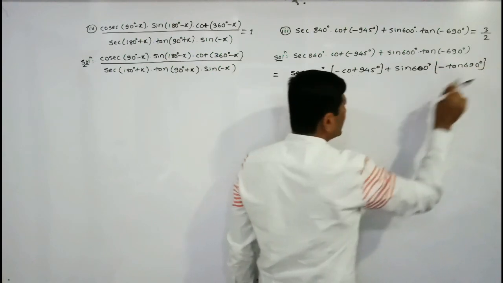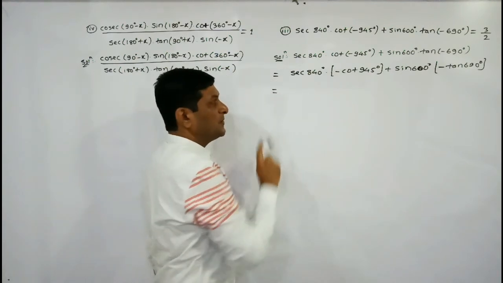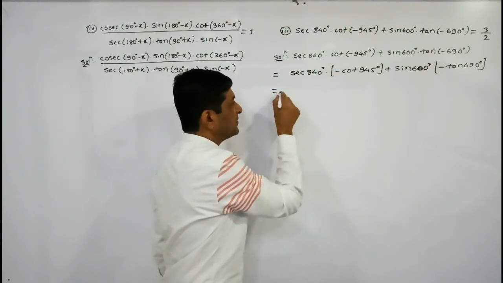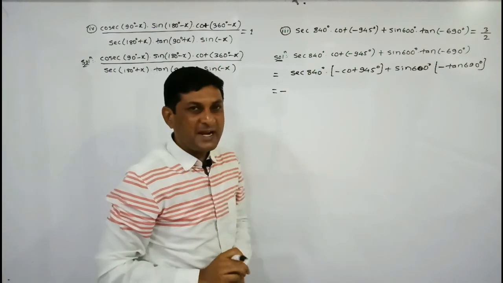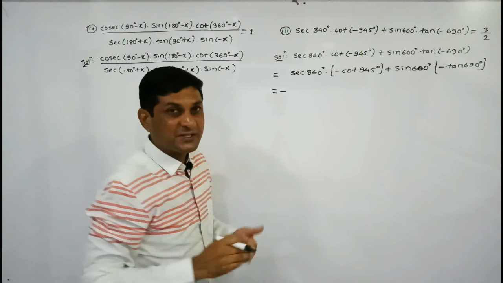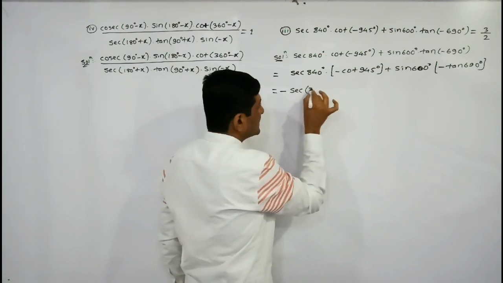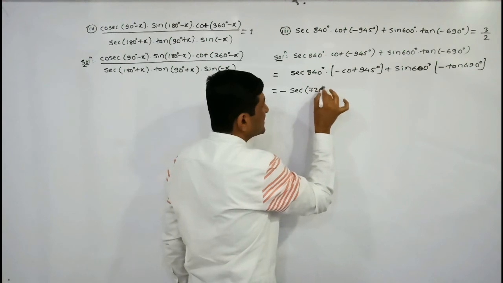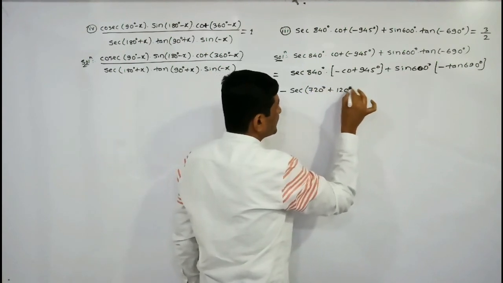Just we are applying trigonometric functions of negative angle. So which is equal to, now here plus into minus will be equal to minus. Now let us simplify it. Here we can observe that 840 is greater than what? 720. So it can be written as sec 720 degrees plus 120 degrees.